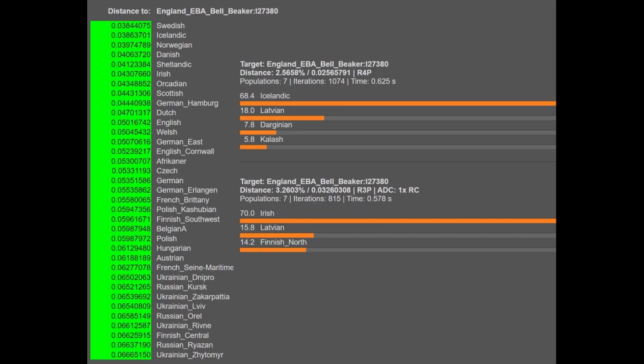And this is the official G25 for this sample from Explore Your DNA here. It's also closest to all kinds of Scandinavian, Swedish, Icelandic, Norwegian, Danish. But with the Oracle, it's actually getting modeled as a mixture of something from Scandinavia plus Darginian or Kalash. And this phenomenon of having a little bit of Caucasus admixture, this is something you're going to see with the other calculators that I'm going to show you in this video.